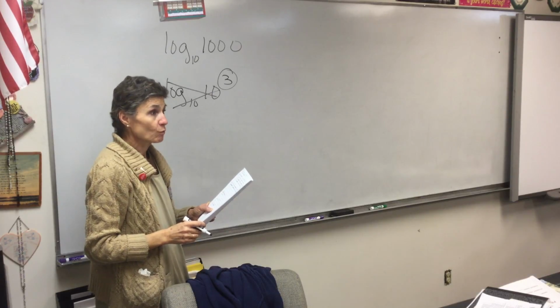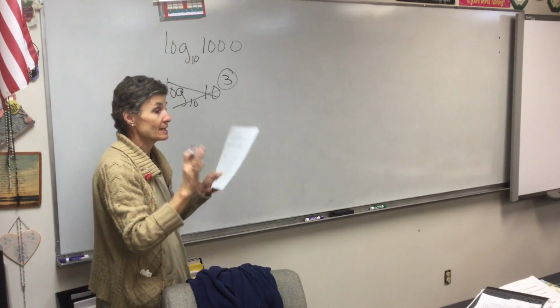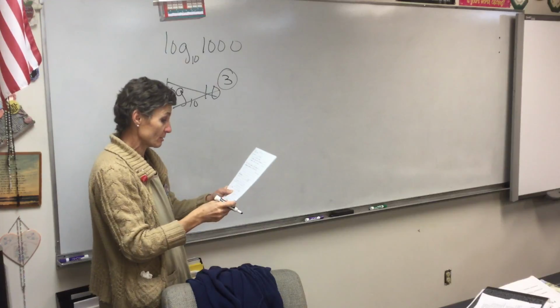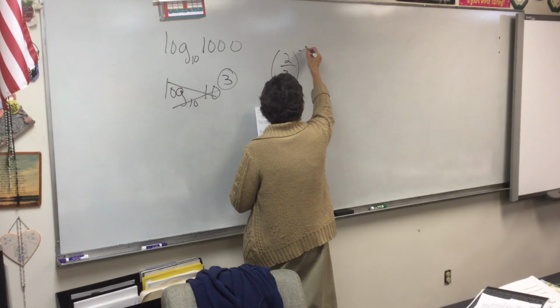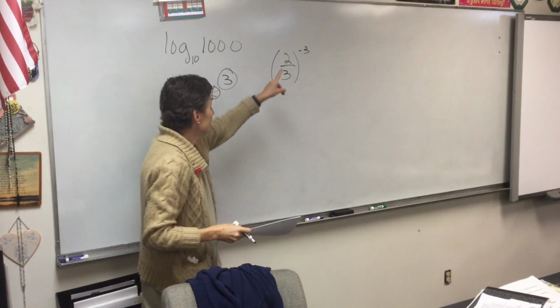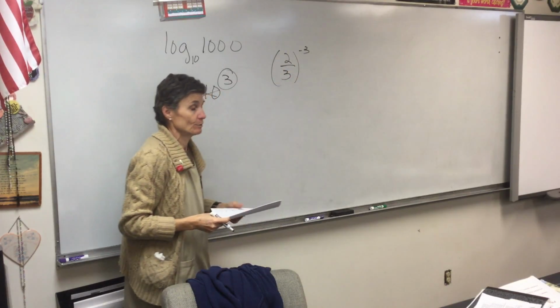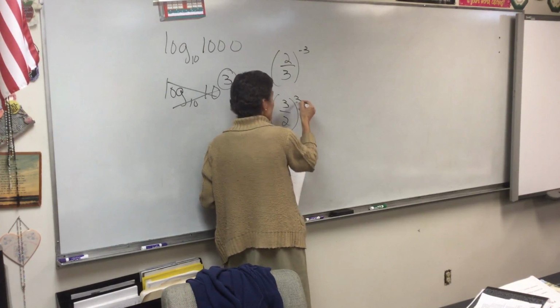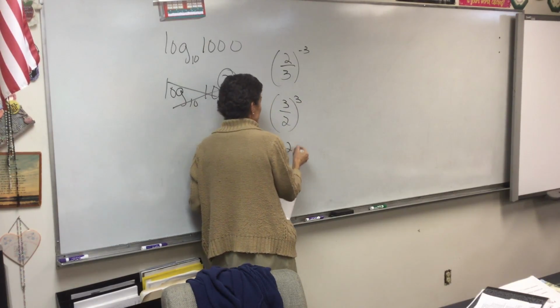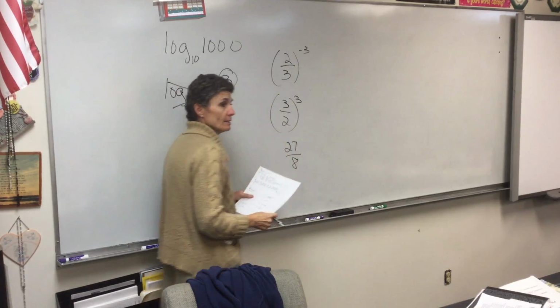Now it's easy when Mrs. Ford does it. Make sure you're thinking, I need to make those numbers match. 2/3 to the negative third. Negative exponent. What does that do? Flip it. So 3/2 cubed, which is 27/8.